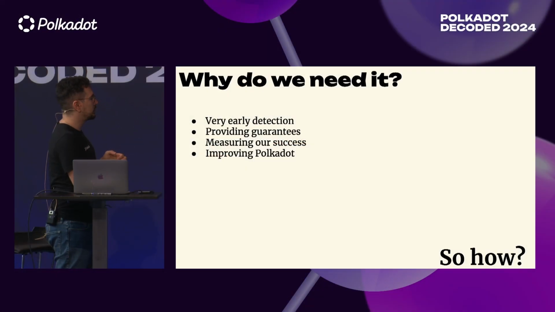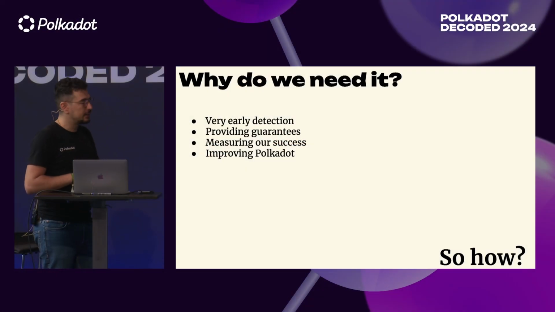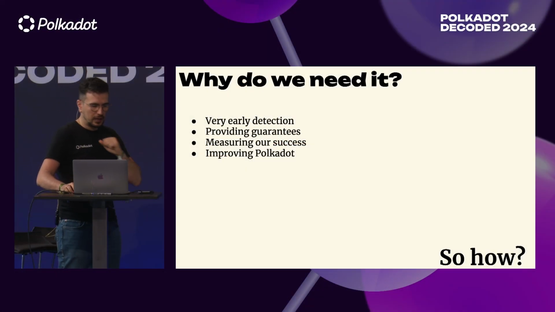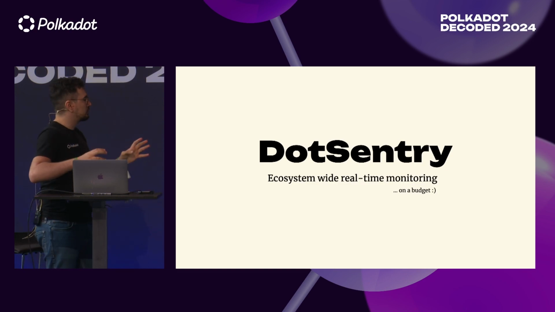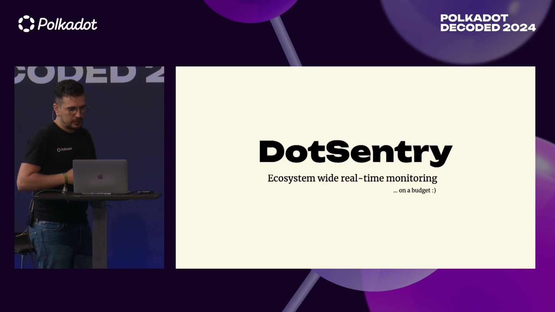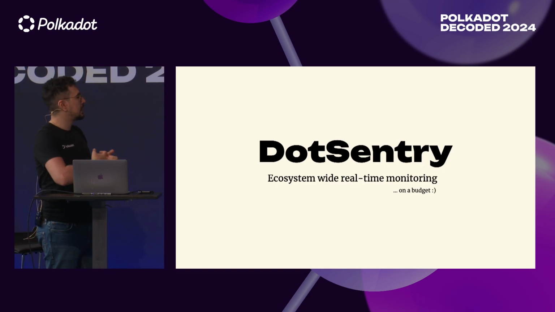So, very early detection, providing guarantees, measuring our success, our SLOs if you want, and improving Polkadot in the long term. So how? We built a solution called .Sentry. Sentry is something that watches over things, right? It's an ecosystem-wide real-time monitoring that you can run on a budget. So you don't need to break the bank to be able to monitor 100 blockchains in parallel, right?